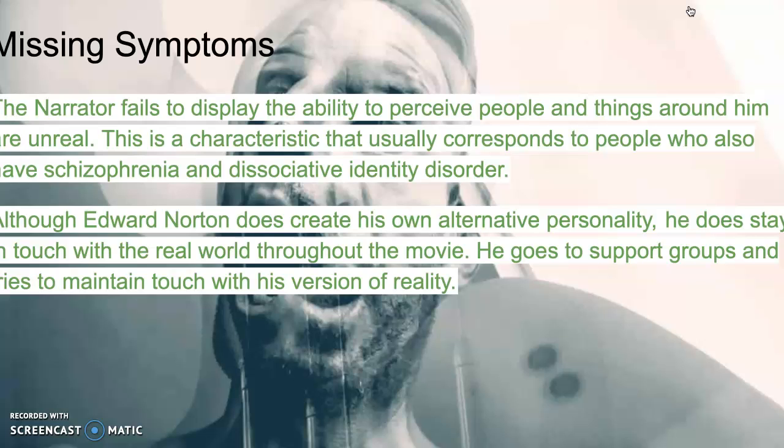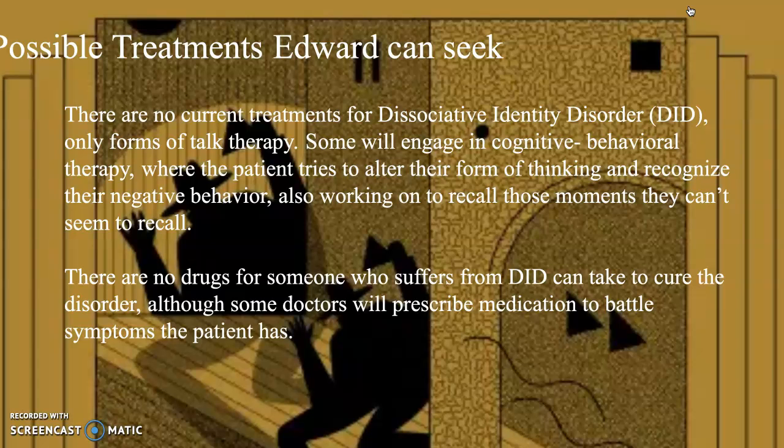The missing symptoms. The narrator fails to display the ability to perceive people and things around him as unreal. This characteristic usually corresponds to people who also have schizophrenia and dissociative identity disorder. Although Edward Norton does not create his own alternative personality, he does stay in touch with the real world throughout the movie. He goes to support groups and tries to maintain touch with his version of reality.